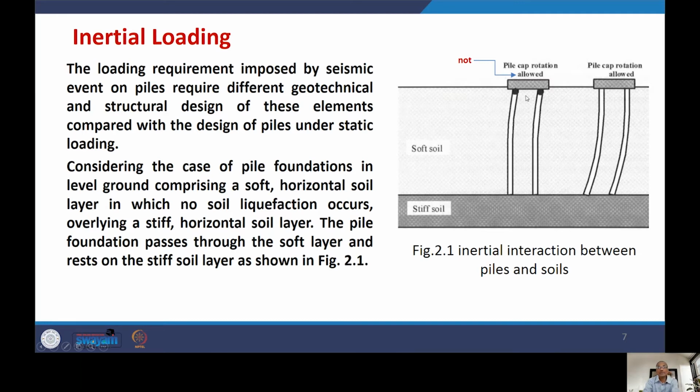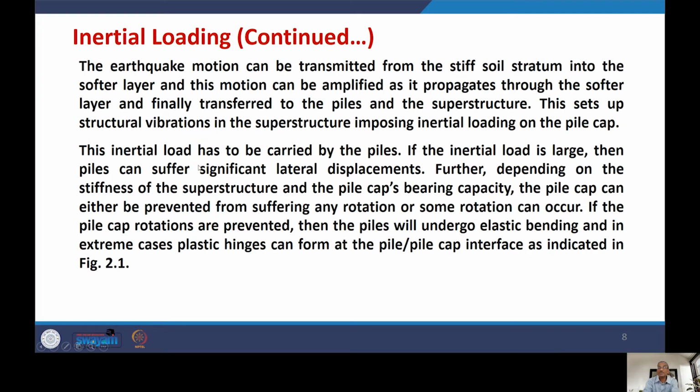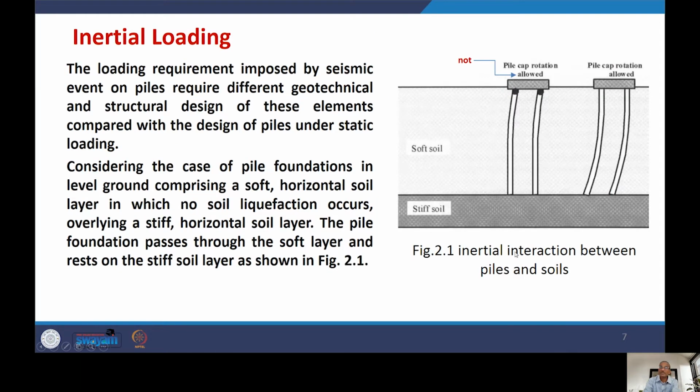Here, the earthquake motion can be transmitted first from the stiff soil stratum into the softer layer, and this motion can be amplified as it propagates through the softer layer and is finally transferred to the piles and the superstructure. This kind of transmission will set the structure into vibration, imposing inertial loading on the pile cap. What you have here is that the earthquake motion comes from below, passes through the stiff soil, and then the soft soil will amplify it, and ultimately it reaches the pile heads and pile cap. And this will set the tone for inertial loading.